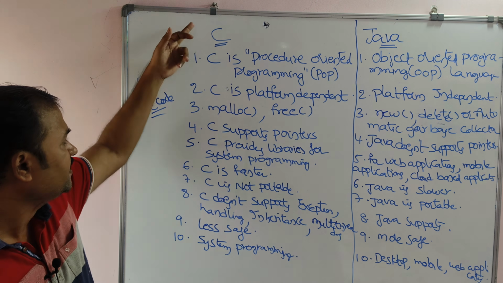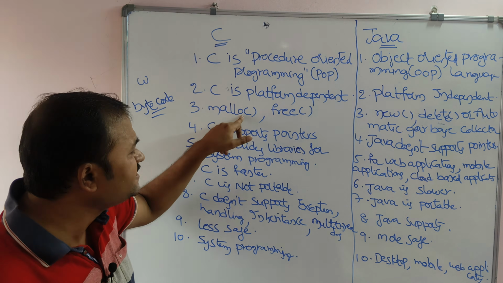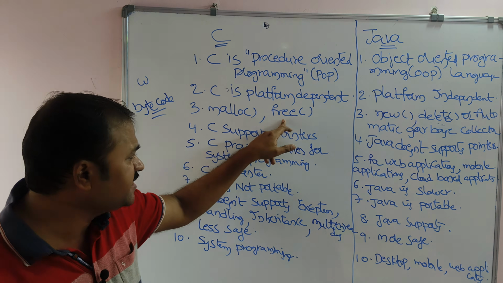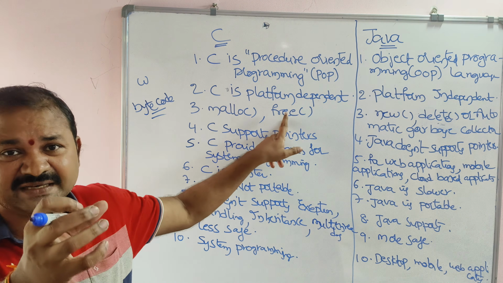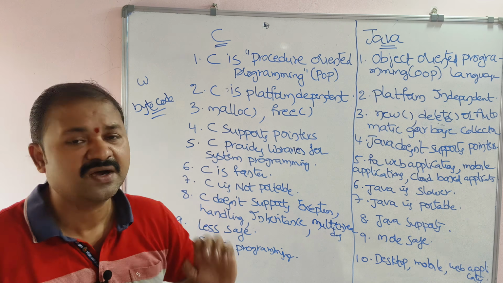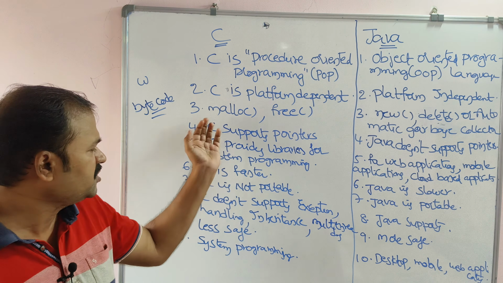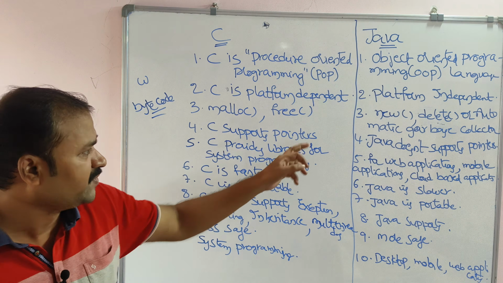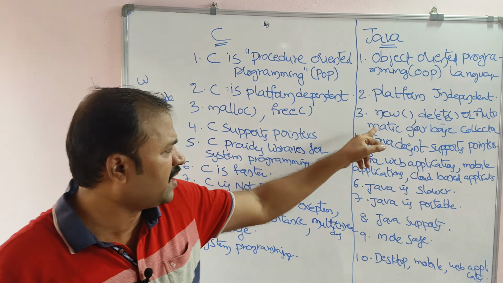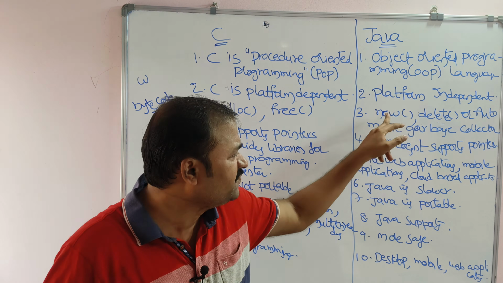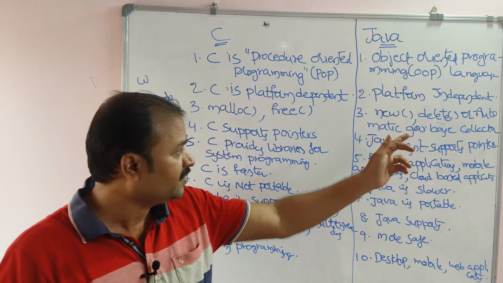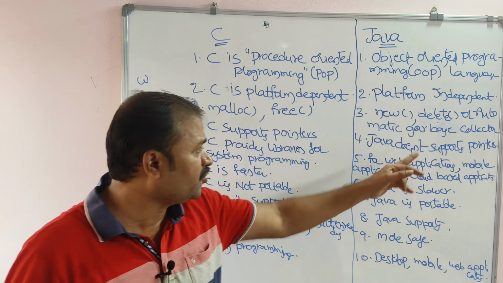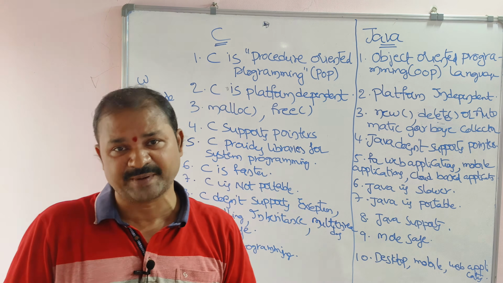Next, third point, in C the memory is allocated with the malloc function, whereas the memory is removed with the help of the free function. So these two are memory management functions if you use C, whereas if you use Java, for memory allocation we use the new operator. For deallocation, for releasing the memory, we can use the delete operator.